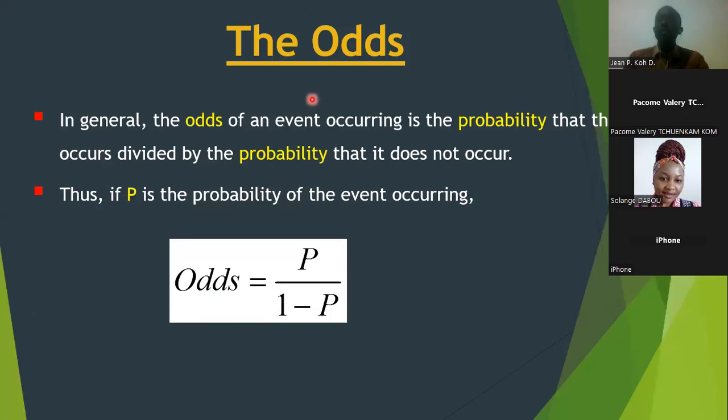Actually, the odds is the probability of an event occurring divided by the probability of the event not occurring. So if you have, let's say, the probability of the event occurring is P, the probability of that event not occurring is 1 minus P. You know, the sum of the probabilities should give 1. So this 1 minus P could also be represented by Q. So you have P divided by Q, P being the probability of the event occurring, and Q being the probability of the event not occurring. So that is the meaning of the odds.